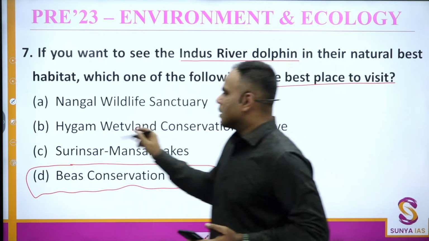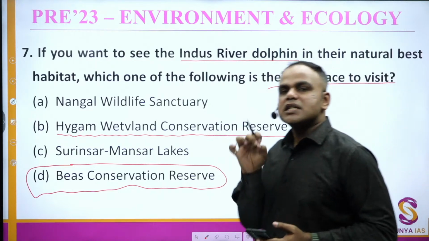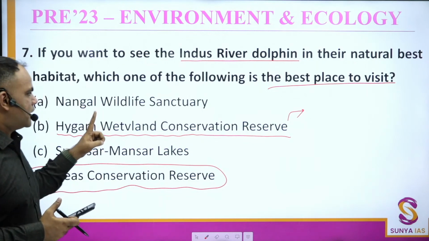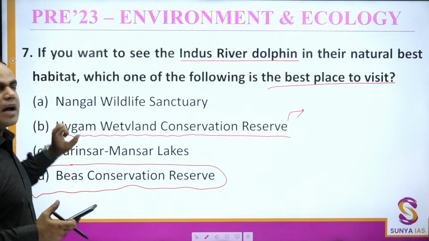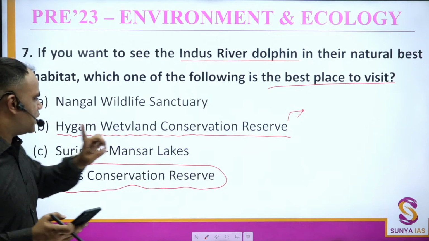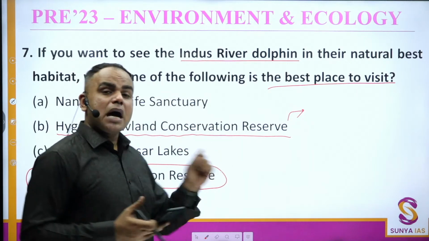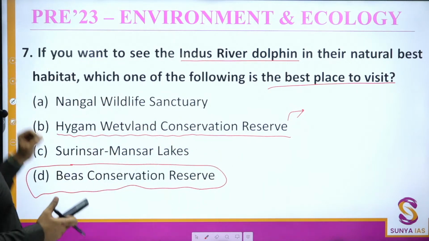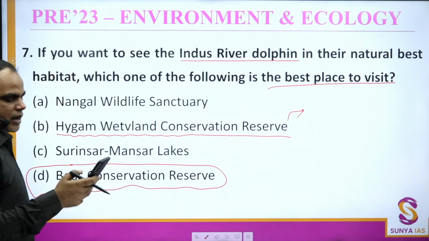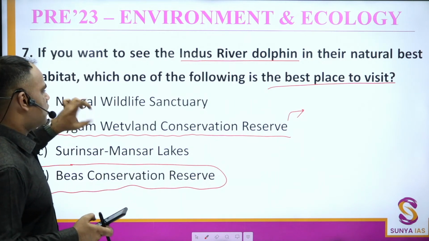By the way, Shalbug and Hygam wetland conservation reserves were recently declared as wetlands. Can you tell me where they were declared as wetlands? For question number 7, the answer is D, but I'm just asking you about Hygam. And again, please make it a habit that you read about other options as well. For example, where is Nangal Wildlife Sanctuary? Where is Surinsar Mansar? Yes, you are correct, Jammu Kashmir. Hygam and Shalbug are there in Jammu and Kashmir.